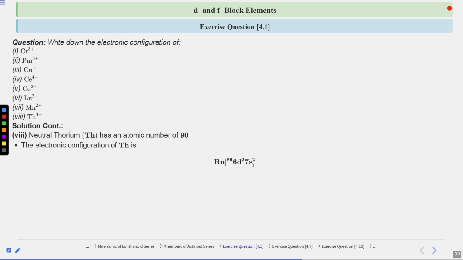Okay. Now for the thorium 4 positive, we have to remove 4 electrons, right? So the thorium 4 positive configuration will become the radon configuration of 86 atomic number, because 4 electrons will be removed, 2 from 7s and 2 from 6d. And this will be the final electronic configuration you will get for thorium 4 positive.